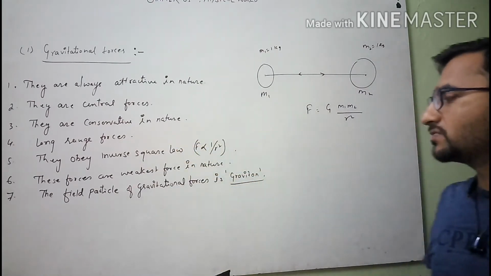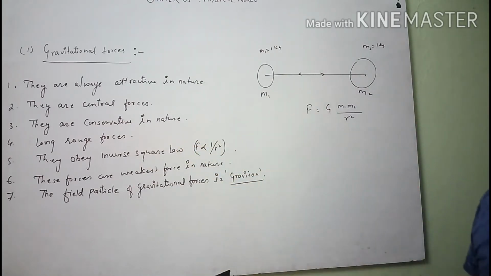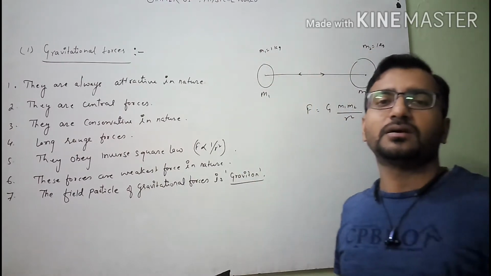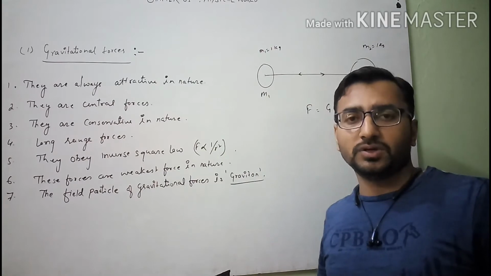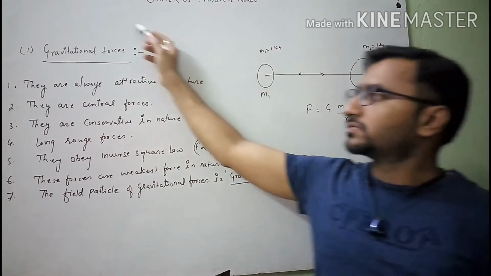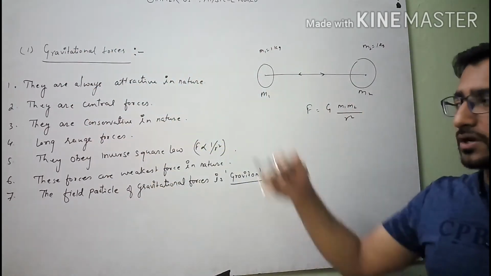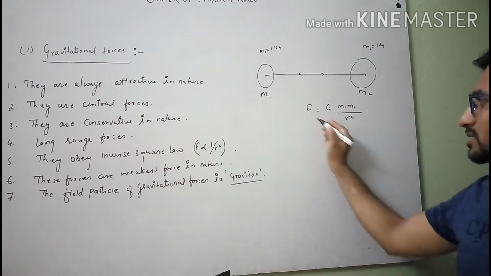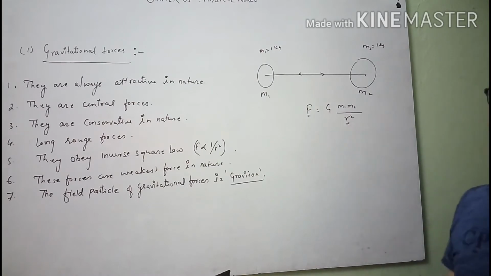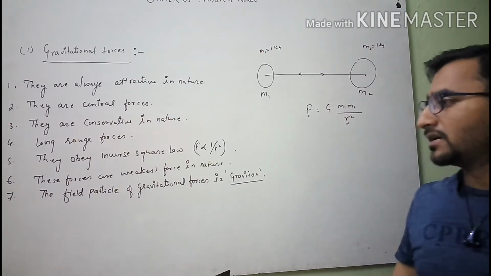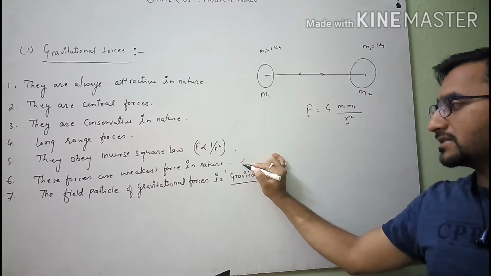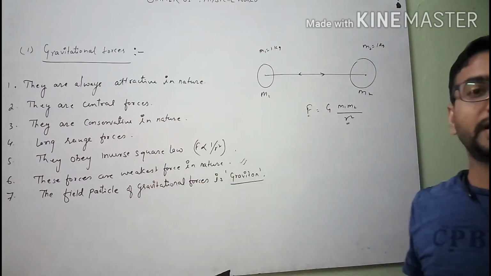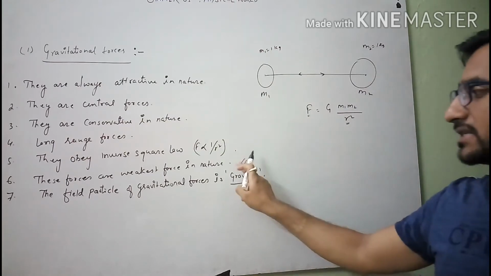After that, they are long range forces, because you know that two bodies placed anywhere in the universe feel this force, which is called gravitational force. So it is a long range force. After that, they obey the inverse square law, because the force is inversely proportional to the square of the distance. The second last point: initially I told you this force is the weakest in nature. So it is our weakest force.